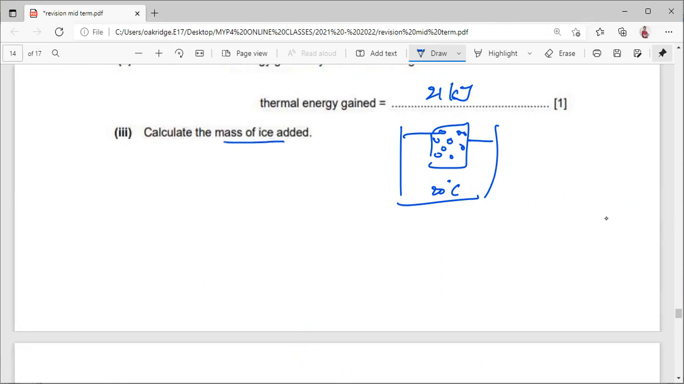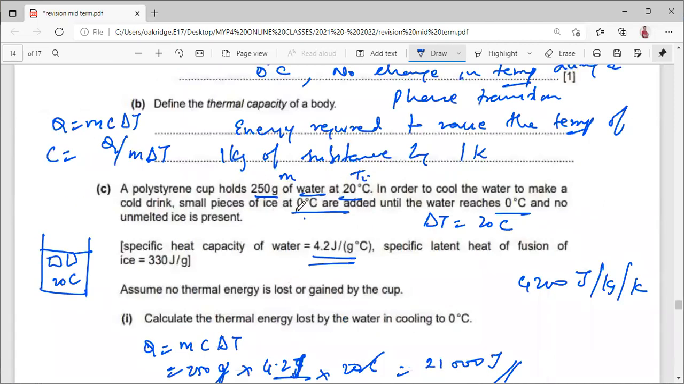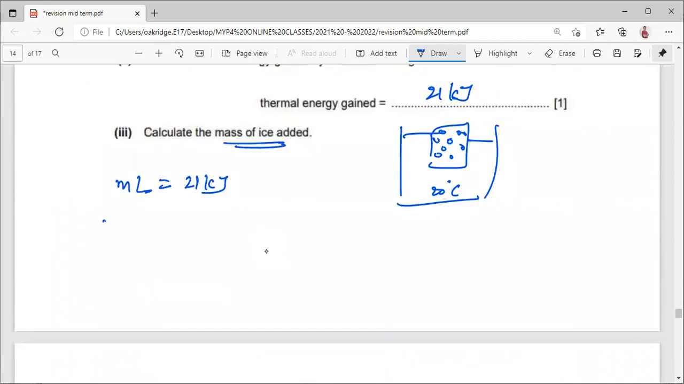Now calculate the mass of ice added. Now what's happening here? You observe that the ice is converted to water. Whenever there is a phase transition happening, you should use M into L, right? This is the energy required to break the bond between the molecules so that ice can be converted to water. Now M into L is equal to 21 kilojoules. Now what's the value of L? Let us look at that. What is L? Specific latent heat of fusion of ice is 330 joules per gram. So M into 330 joules per gram is equal to 21,000 joules.